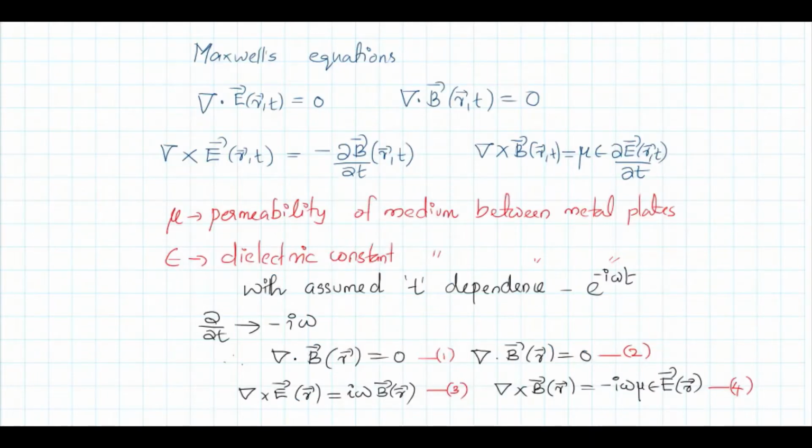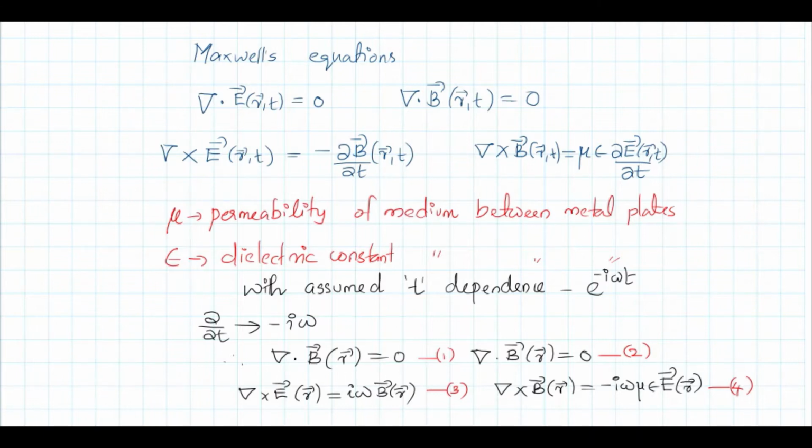Now, to solve for electric and magnetic fields, we have Maxwell's equations. Del dot E equal to 0 and del dot B equal to 0 if the medium between the plates is free of charges and currents. And also we have the curl equations: del cross E equal to minus dou B by dou t, and del cross B equal to mu epsilon dou E by dou t. Again, the current density J is 0 and charge density rho is 0. These are the four Maxwell's equations in source free space.